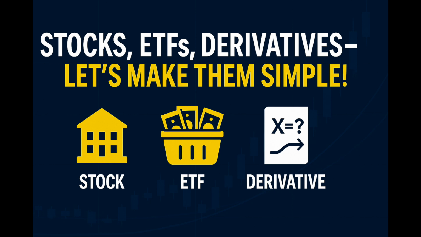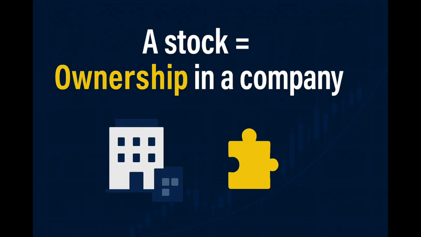Stocks, ETFs, derivatives, these words can sound confusing at first. Let's make them simple. A stock is a share of ownership in a company. So if you buy a stock, that means you own a part of the company. The chance and risk of a trade here is very high, because you set all on one card.